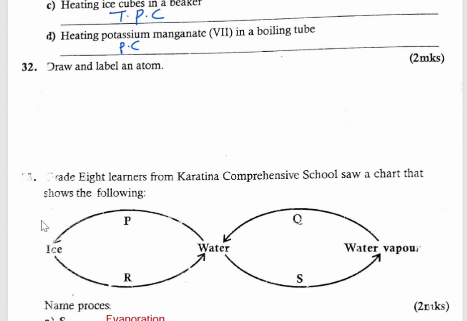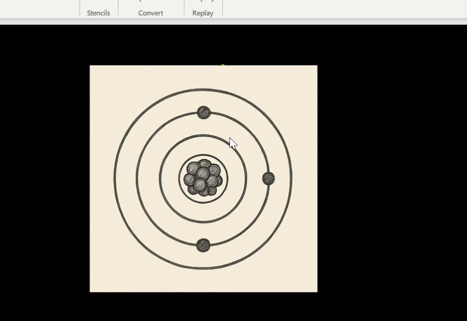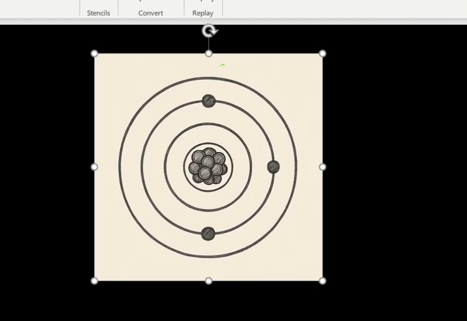Draw and label an atom. So we're going to draw and label an atom. Know that an atom has the nucleus, the protons, neutrons, electrons, and the energy level. So here's my diagram here. So I'm going to label this diagram. So you draw this way, and then you label your diagram. So this is my nucleus.